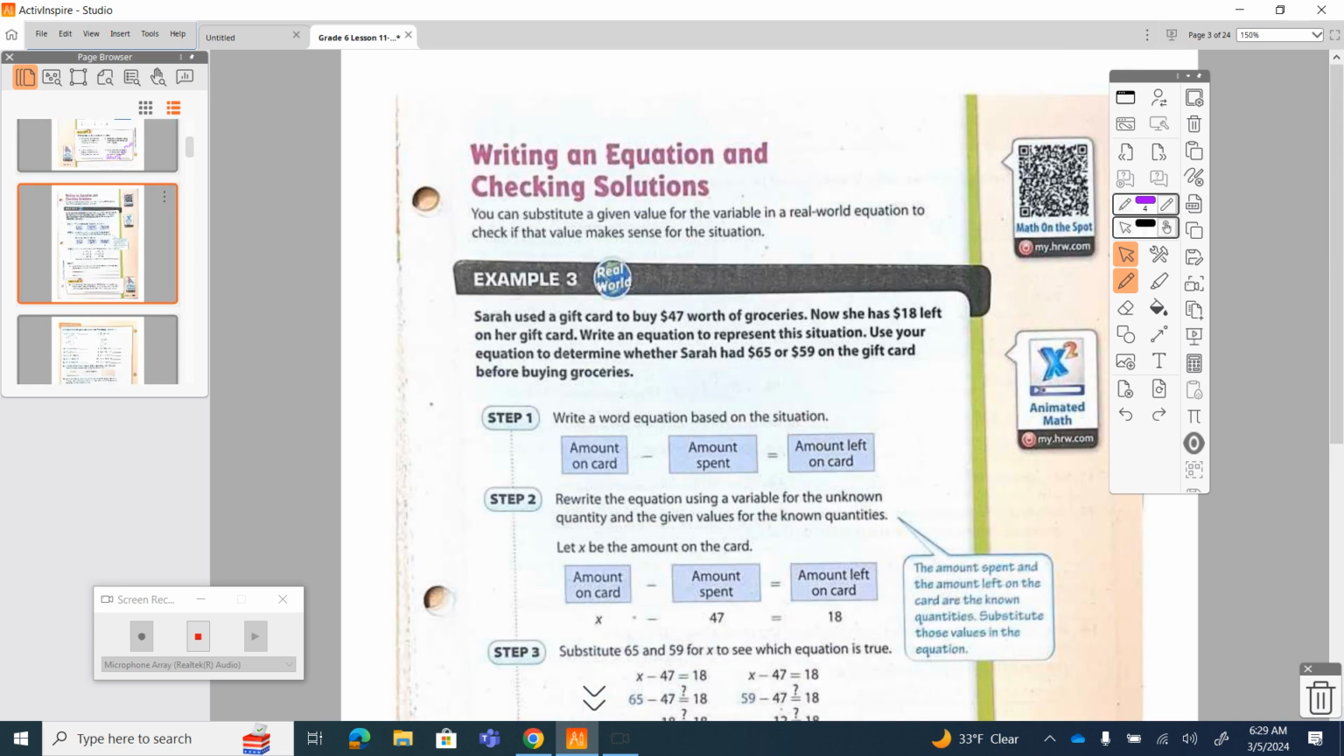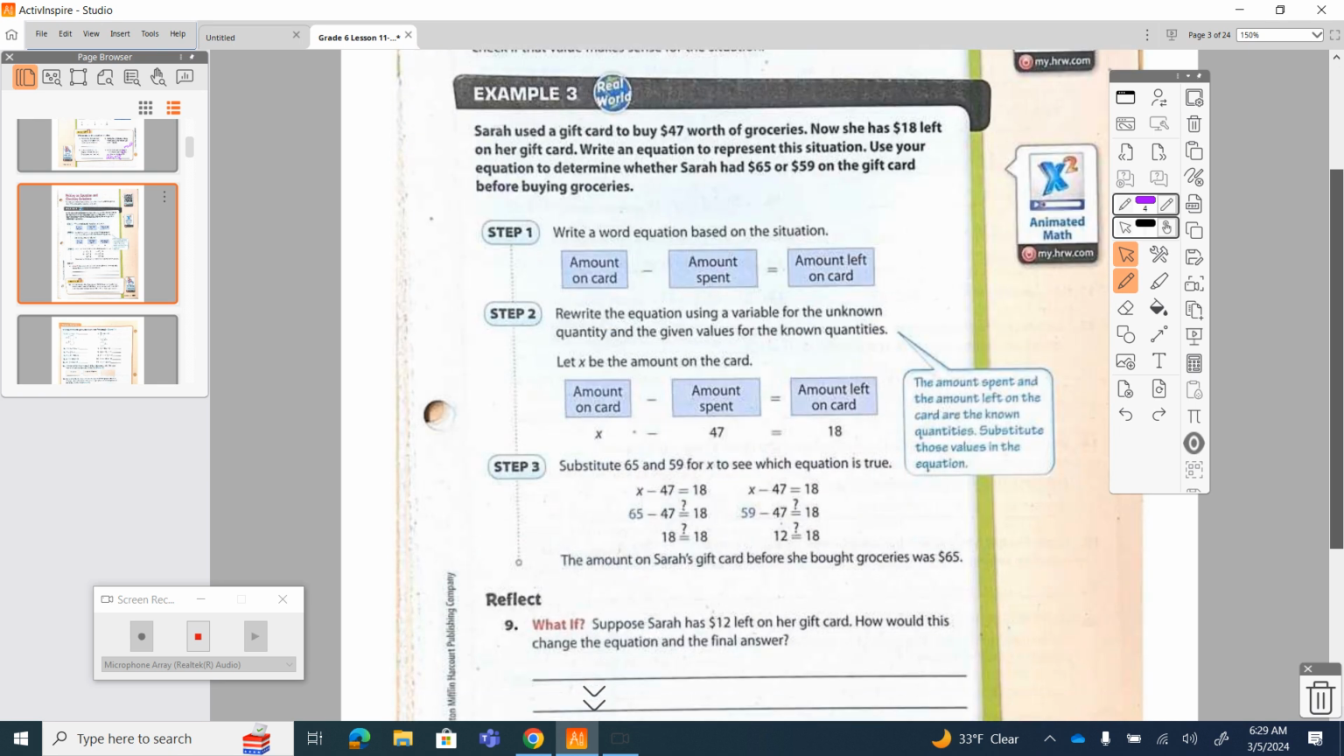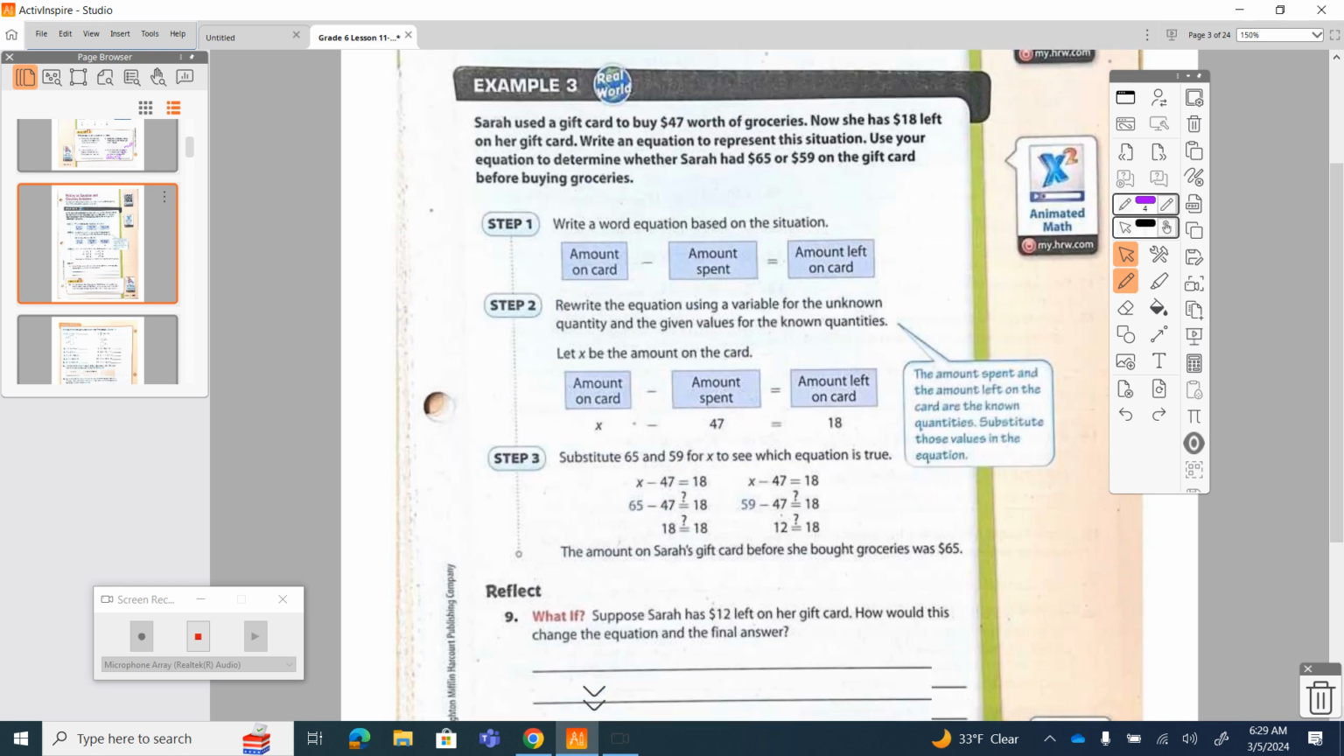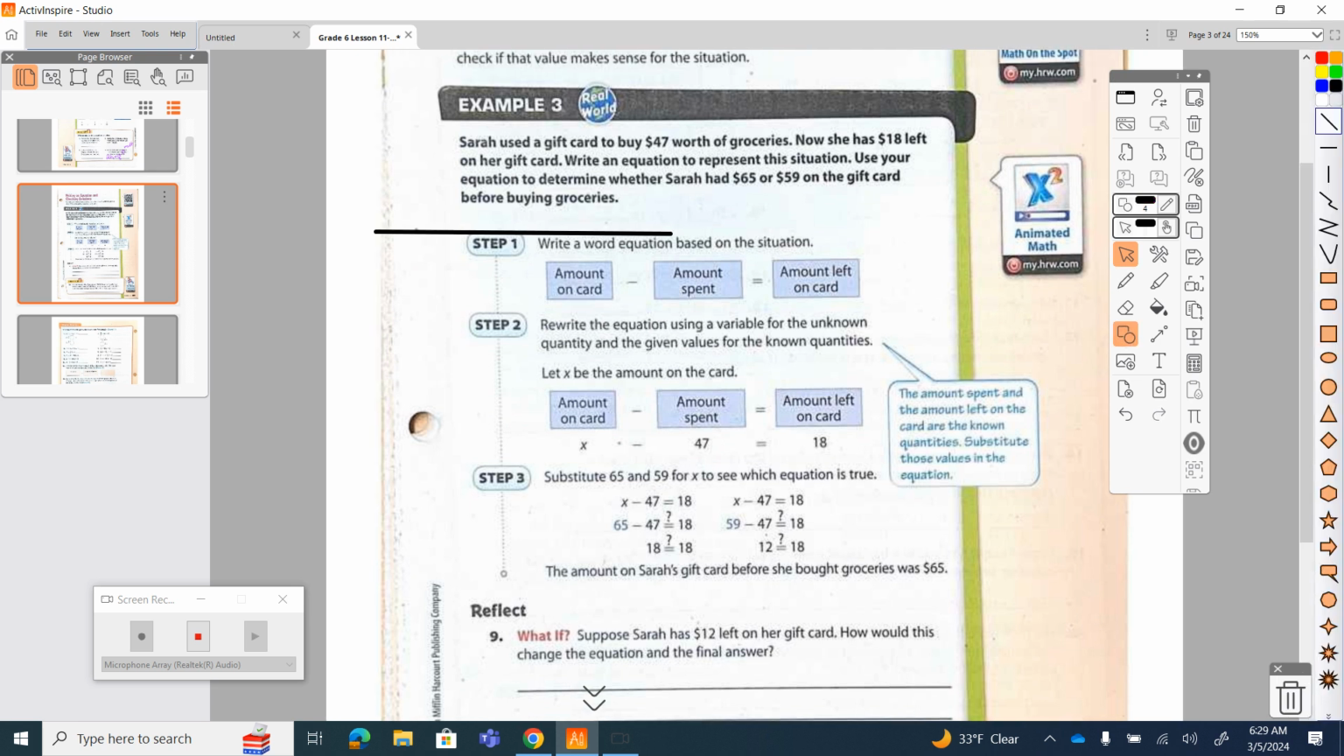Okay, you can also check solutions. And checking solutions just means that you're going to plug the answer back in. So I am going to go through this. Sarah used a gift card. So actually for this, there's a lot of what I call gobbledygook there. So I want my own gobbledygook, okay?